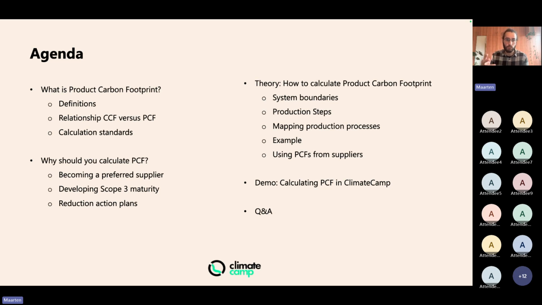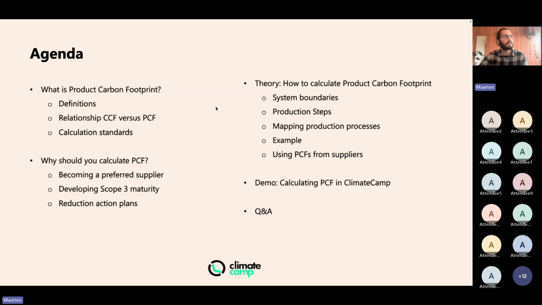So if you have questions regarding PCF calculations, please do ask them. You can ask them in the chat. You can ask them in the Q&A section. There are also colleagues of mine in the chat, so don't hesitate to already ask them. Then they can maybe already answer them during the meeting, whereas I will only be able to answer them at the end of the presentation.